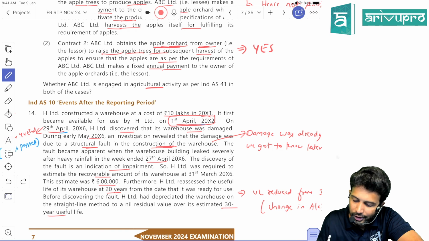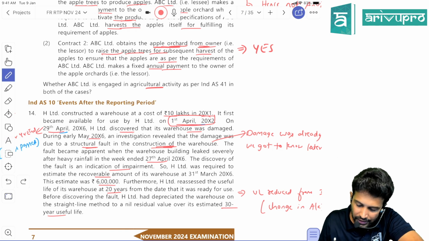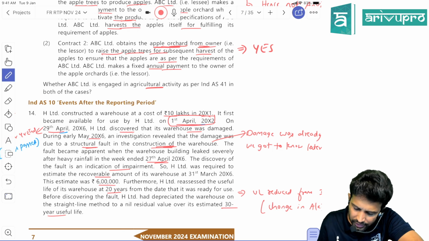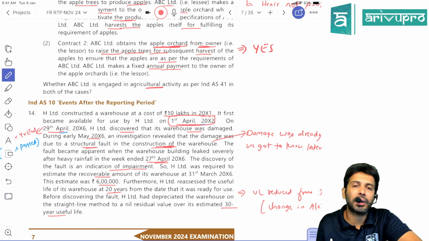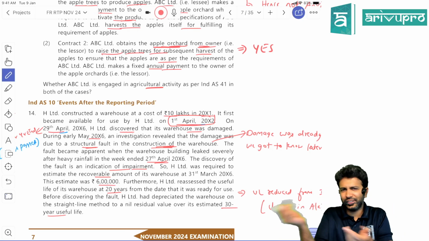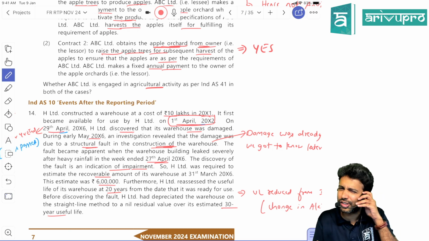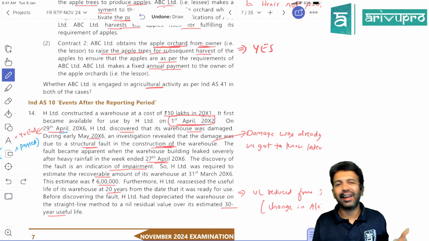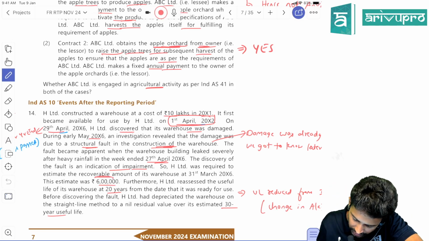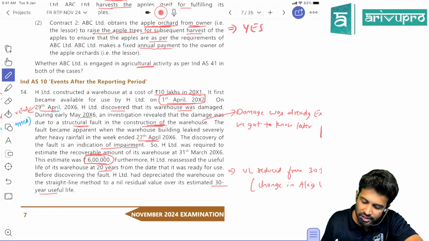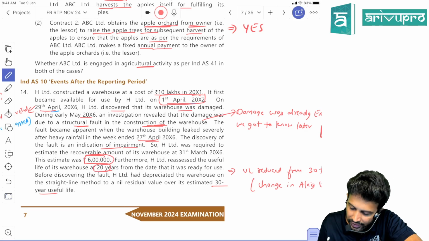The fault became apparent when the warehouse building leaked severely after heavy rainfall, on 27th April. We got to know that there is damage when the water started seeping inside the factory. Leakage happened. The discovery of the fault is an indication of impairment. Obviously, if the warehouse is getting damaged, that will be a loss to the company. So they are saying this is an impairment indicator. Whenever an impairment indicator arises, we need to find the recoverable amount. They've estimated the recoverable amount and got it to be 6 lakh. Furthermore, H assessed the useful life of the warehouse as 20 years from the day it was ready to use.